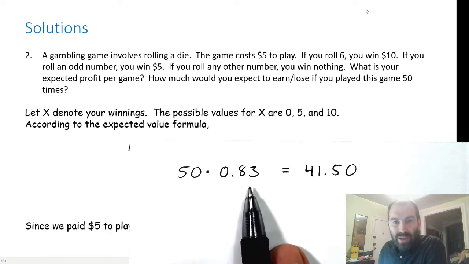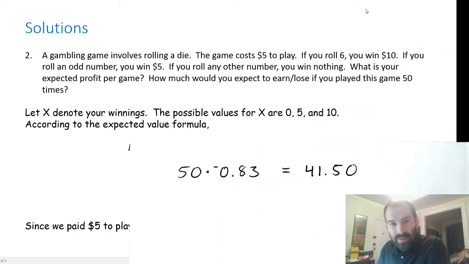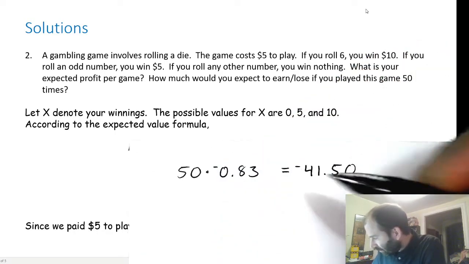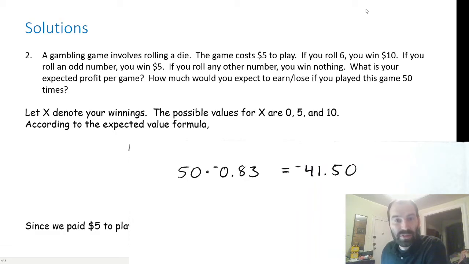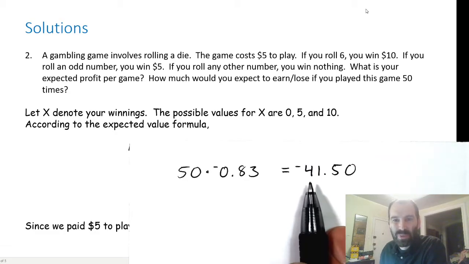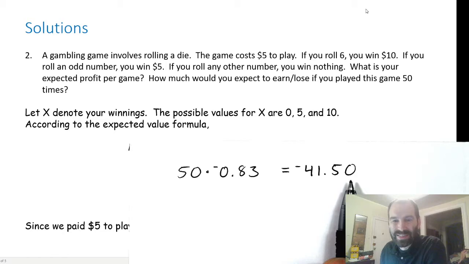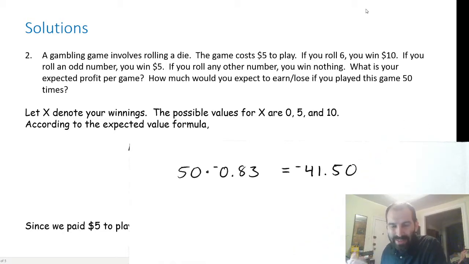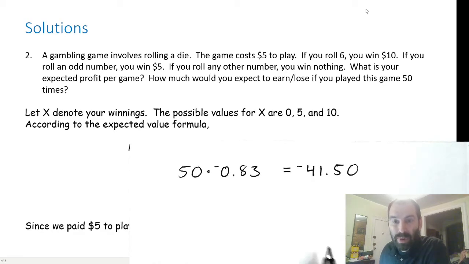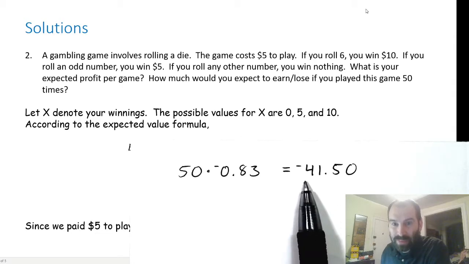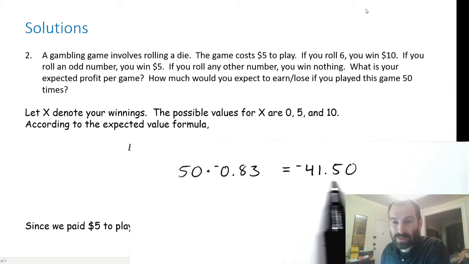Now, this is a negative number, right? I'm losing that amount. So I'm actually going to lose $41.50 if I play this game 50 times. Well, not necessarily. I may not lose that. I might get lucky and come out ahead. But I can expect, on average, if most people played this game 50 times, this is what you would expect them to lose.